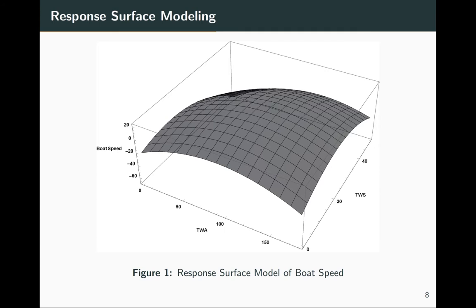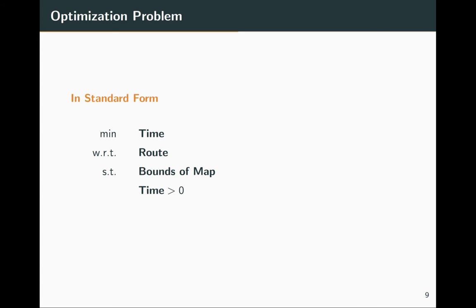So it was a fairly simple model. I could have made it much more complex, as I already mentioned, but it's just boat speed along the vertical axis here as a function of true wind angle and true wind speed. And then I can plug that into my optimization algorithm to find out what the best route is. So, problem formulation in standard form, as I mentioned: we're trying to minimize the overall time to get from point A to point B.